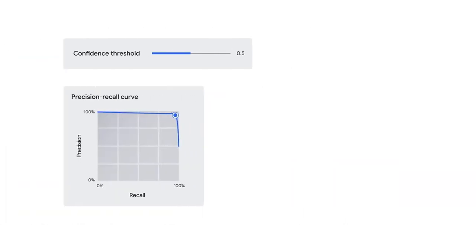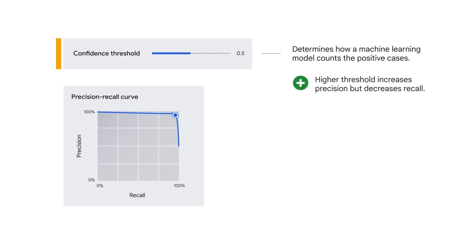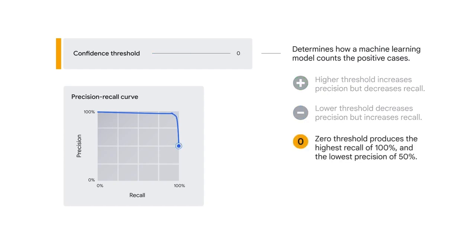Let's look at the precision recall curve you will encounter in the upcoming AutoML lab. The confidence threshold determines how a machine learning model counts the positive cases. A higher threshold increases the precision but decreases the recall. A lower threshold decreases the precision but increases recall. Moving the confidence threshold to 0 produces the highest recall of 100% and the lowest precision of 50%.